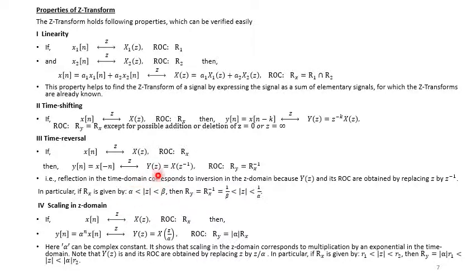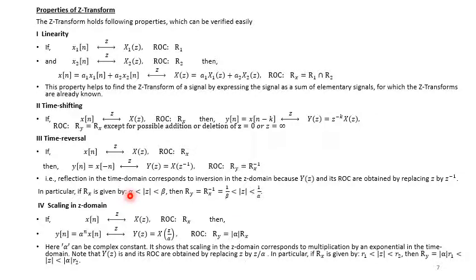The ROC of the original signal is, for example, z absolute, that is greater than alpha and less than beta. Then in that case, the ROC of the y will be inverted or reciprocal of the ROC of x. So that means z absolute for this case will be greater than 1 by beta and less than 1 by alpha. You understand, because beta is greater, so if we take reciprocal, it will have smaller value than the reciprocal of alpha, right?